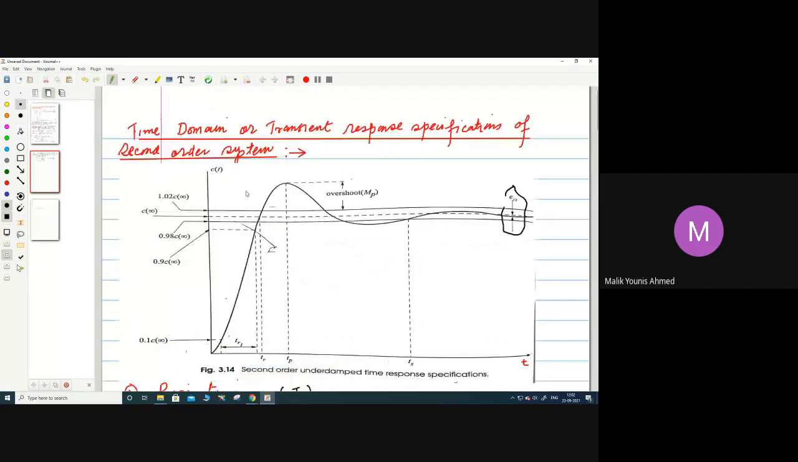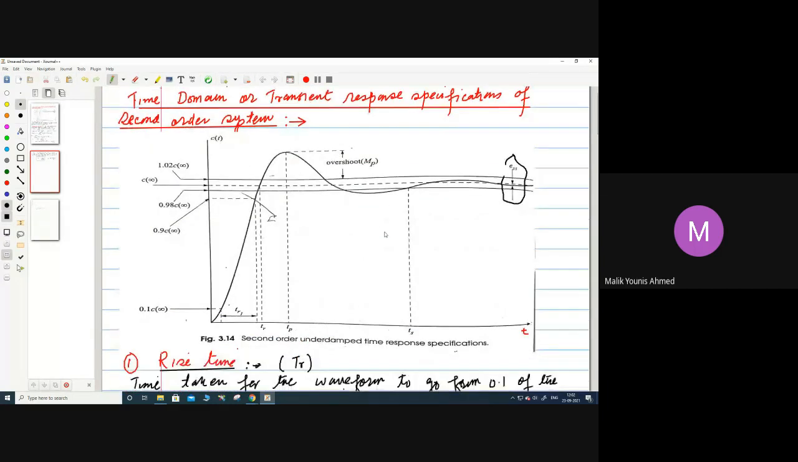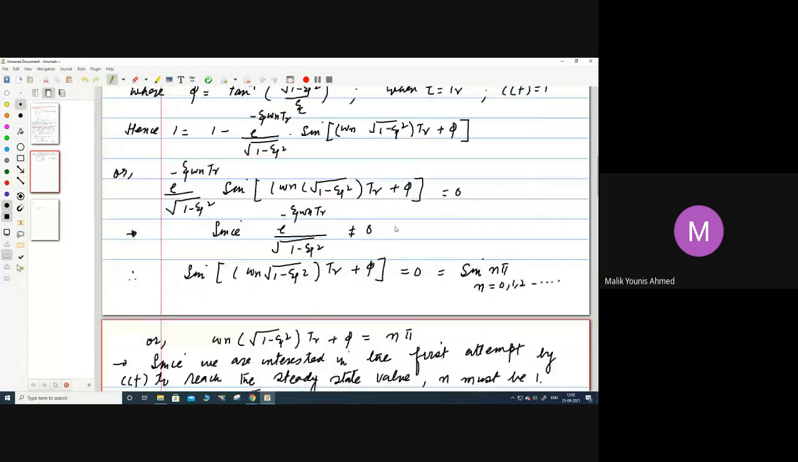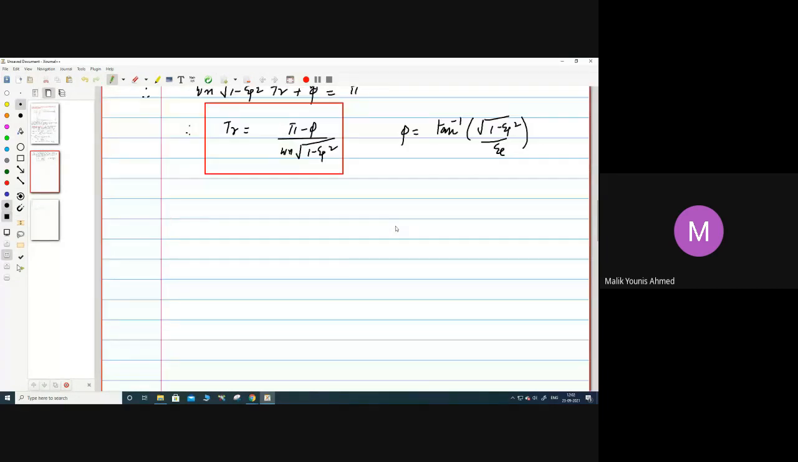You have to see from the graph also what's happening. That's why I have used this graph here. Okay, next expression is for the peak time. These are very important expressions. They will be used for the numericals also, particularly in the GATE numericals. So second is peak time. Peak time we represent by TP.